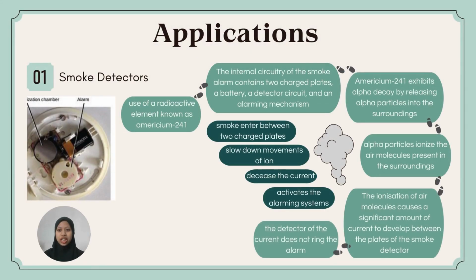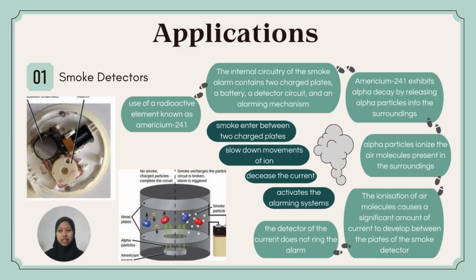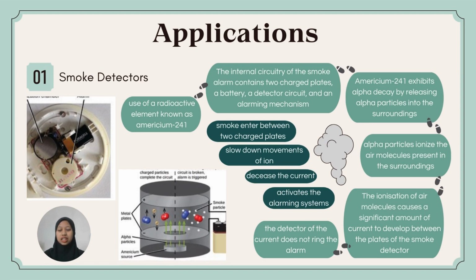Next, we move to the applications of alpha decay in our life. The first one is in smoke detectors. Smoke detectors use a radioactive element known as americium-241. The internal circuits of the smoke alarm contain two charged plates, a battery, a detector circuit, and an alarming mechanism.